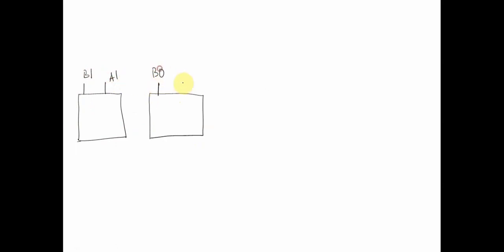let's assume that we have 2 full adders. One of the full adders I'm drawing over here, and the second full adder I'm drawing over here. Let's assume we have B1, A1, B0, A0, this is S0, this is S1, this is carry out, this is carry, and this is carry in.